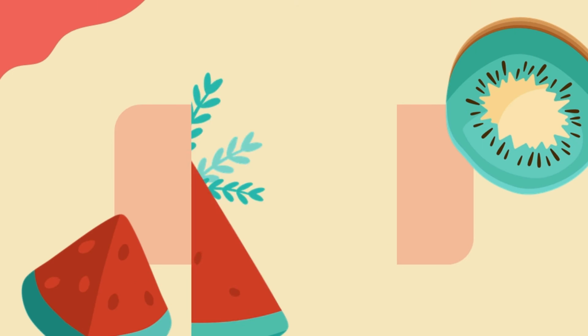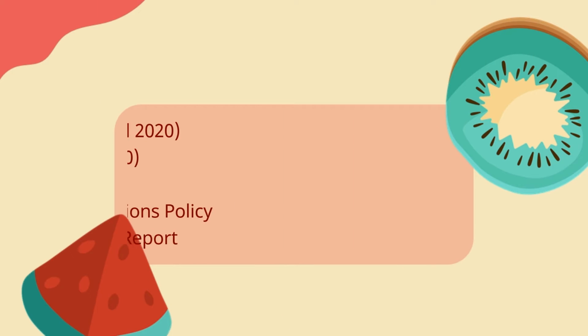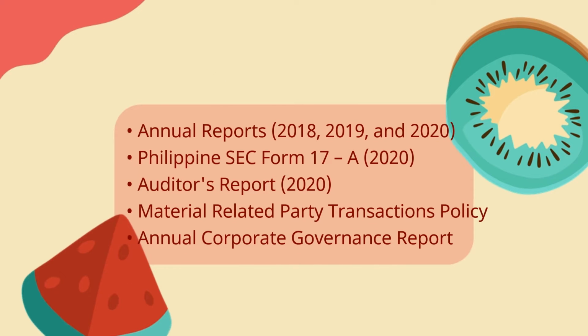Step 2. What are the information available? Presented to you are the references used throughout the analysis. First, the annual reports from the years 2018, 2019, and 2020, Philippine SEC Form 17-A for the year 2020, Auditor's Report for the year 2020, Material Related Party Transactions Policy, and Annual Corporate Governance Report.